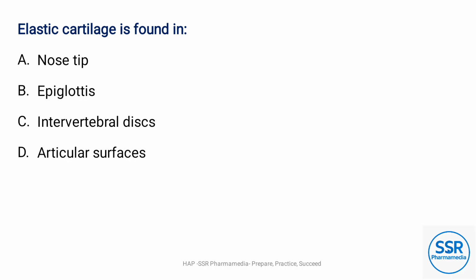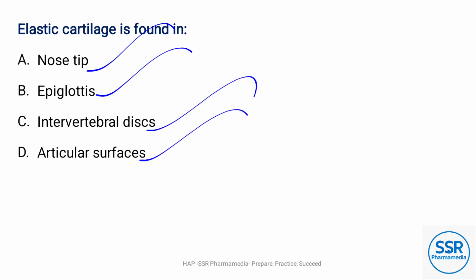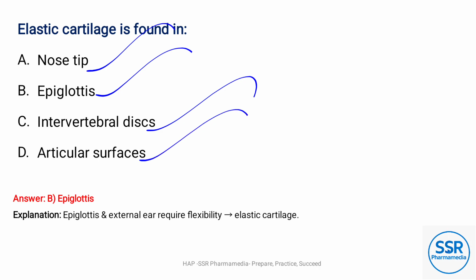Next question. Elastic cartilage is found in option A, nose tip. Option B, epiglottis. Option C, intervertebral disc. Option D, articular surface. So the answer is option B, epiglottis. The epiglottis and external ear require flexibility. That means elastic cartilage.